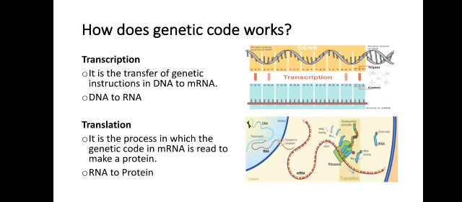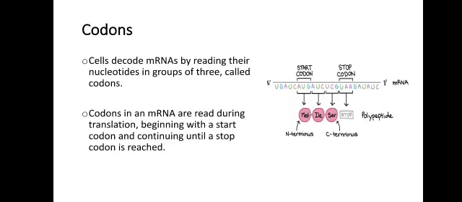Every tRNA molecule possesses an anticodon that is complementary to the mRNA codon, and at the opposite end lies the attached amino acid. tRNA molecules are therefore responsible for bringing amino acids to the ribosome in the correct order, ready for polypeptide assembly. Codons. Cells decode mRNAs by reading their nucleotides in groups of three called codons.